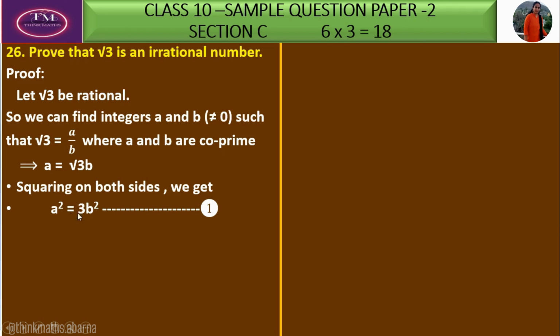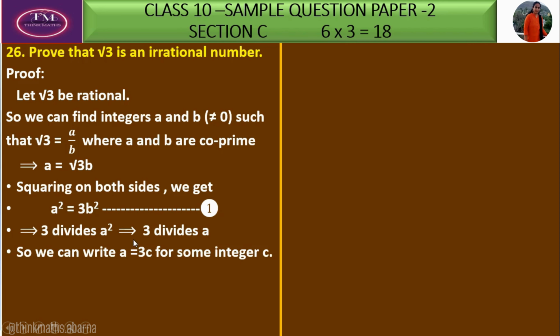Now if a square equals 3b square, what does it mean? a square is a multiple of 3, that means a square is divisible by 3. We have already proved that if 3 divides a square, then 3 divides a. So 3 divides a square, which implies 3 divides a. If 3 divides a, then a is a multiple of 3. So we can write a is equal to 3c for some integer c.